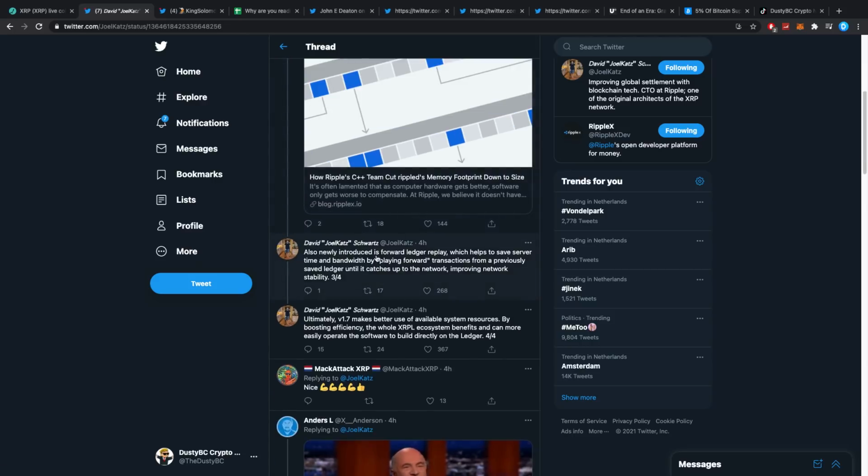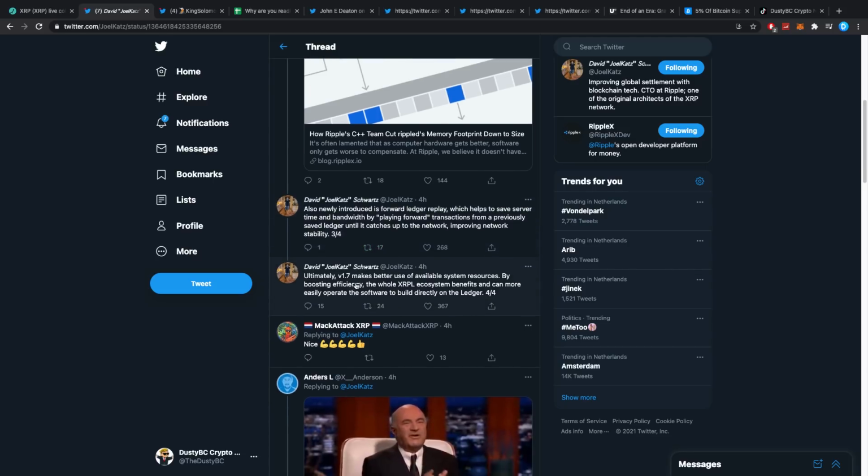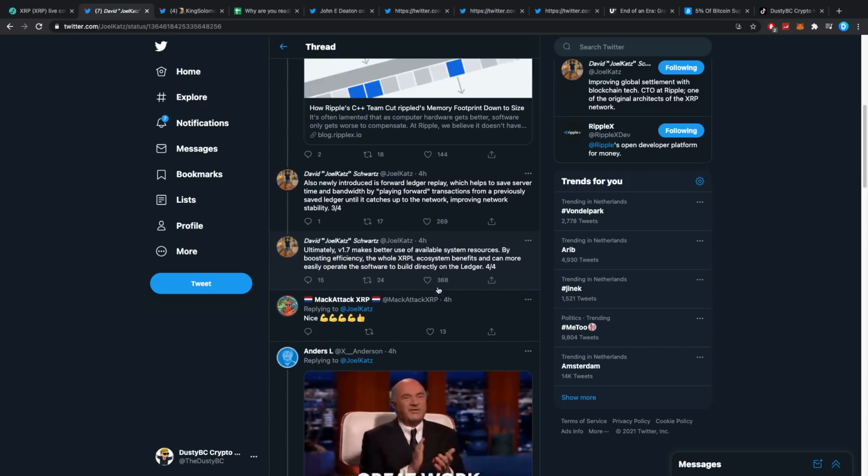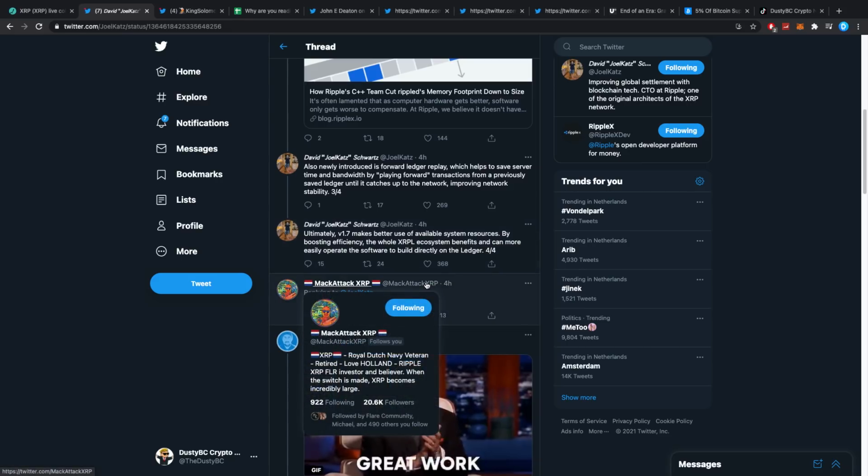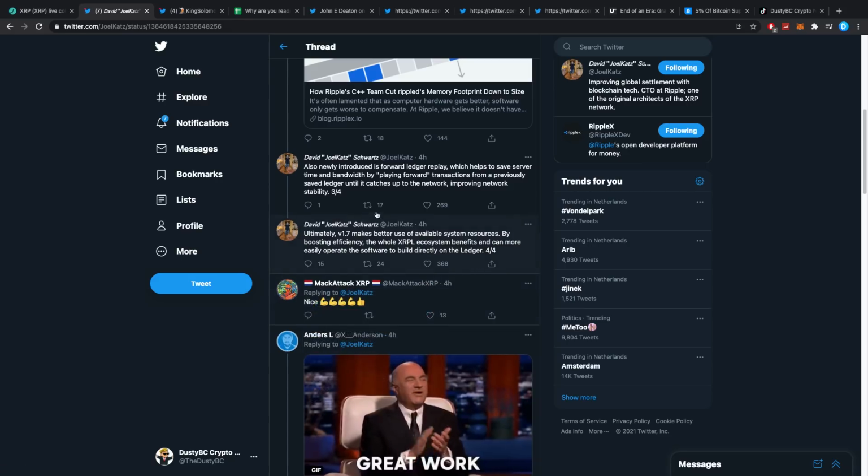Also, newly introduced is Forward Ledger Replay, which helps to save server time and bandwidth by playing forward transactions from a previously saved ledger until it catches up to the network, improving network stability. Ultimately, v1.7 makes better use of available system resources by boosting efficiency. The whole XRPL ecosystem benefits and can more easily operate the software to build directly on the ledger. Again, a very nice addition. Very happy to see all of that.